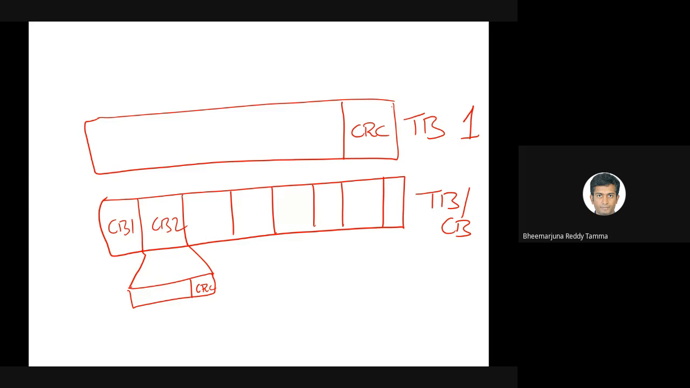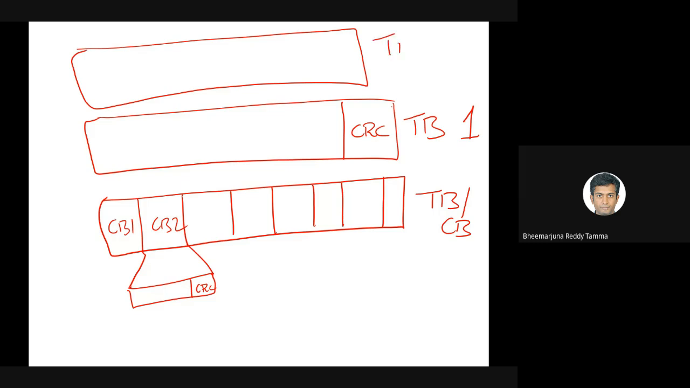And if I do the opposite one, if I draw another animation here, this is the transport block, which is composed of code block groups. Then how will it look? If I open any of these, I will have CB1 with its CRC and CB2 with its CRC. In all these cases, what I'm transmitting is a transport block.